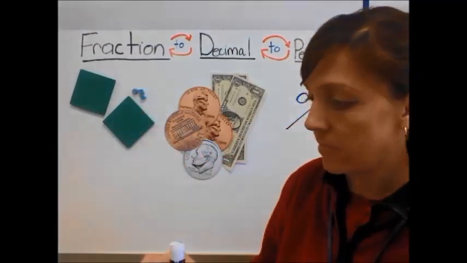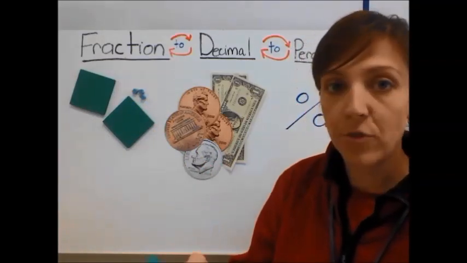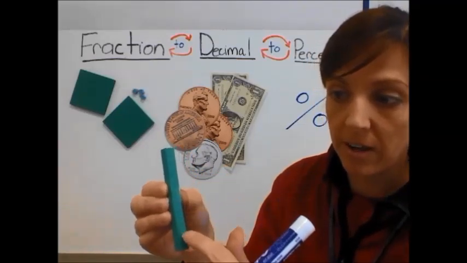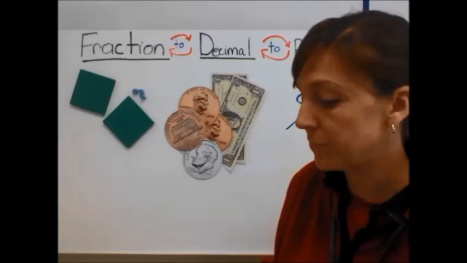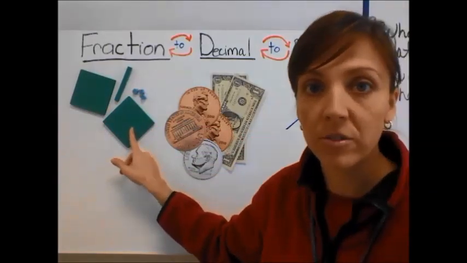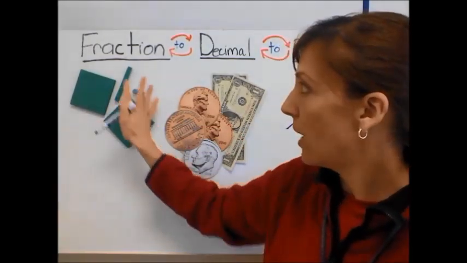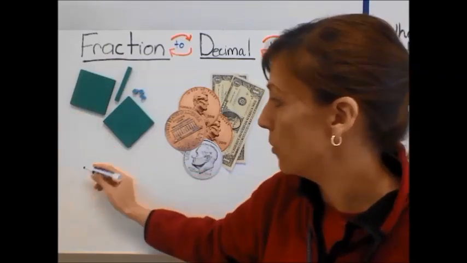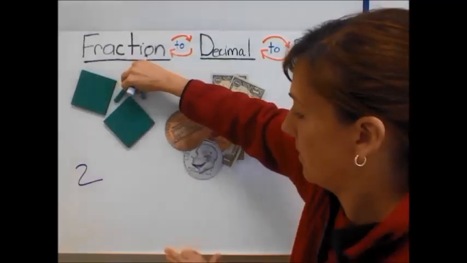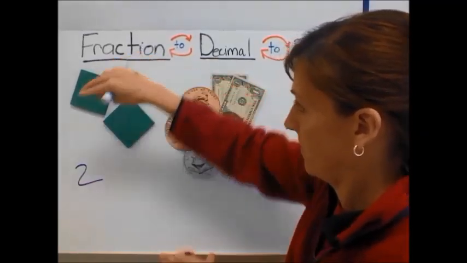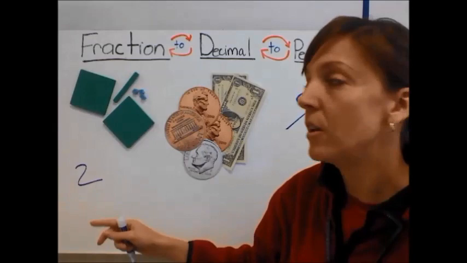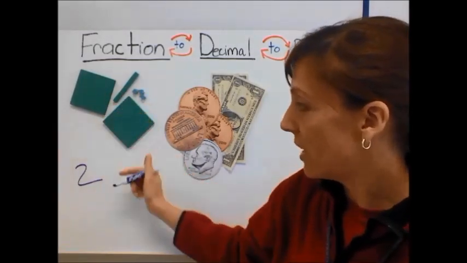Now, this rod is made up of 1, 2, 3, 4, 5, 6, 7, 8, 9, 10 of these little tiny blocks right here. If one of these squares is one whole, then what I would have here on the board is two wholes and this would be 10, 11, 12, 13. So two wholes and then 13 blocks.